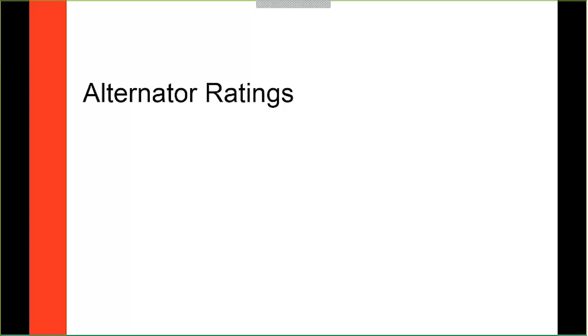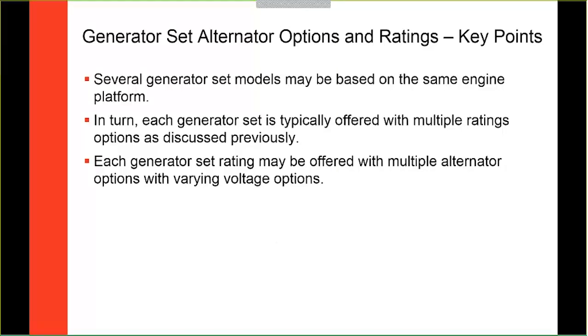So wrapping up, I'm going to talk a little bit here about alternator ratings. It's important to understand, from the very beginning, we talked about the fact that generator set models, multiple models may be based on a similar engine platform, or even the same engine platform. Similarly, generator sets may be offered with multiple ratings based on alternator, even cooling system configurations. Lastly, the alternators can be changed in order to reach different varying voltage configurations as well as different temperature rise, and I will talk about that here in just a moment.